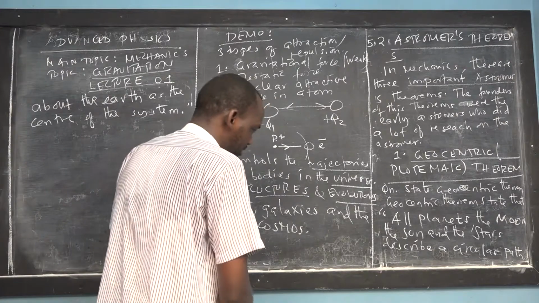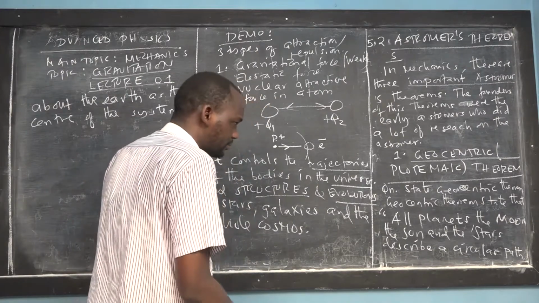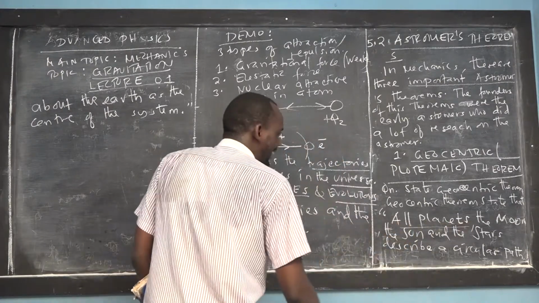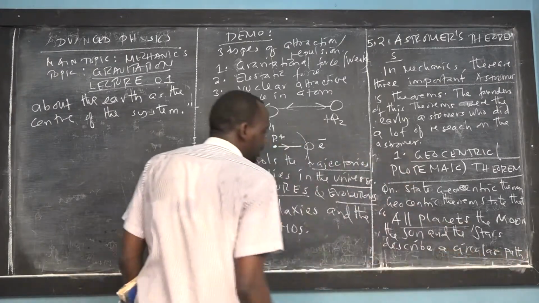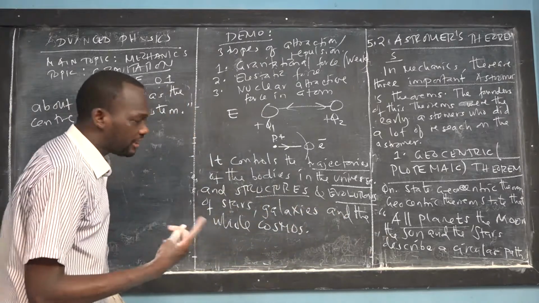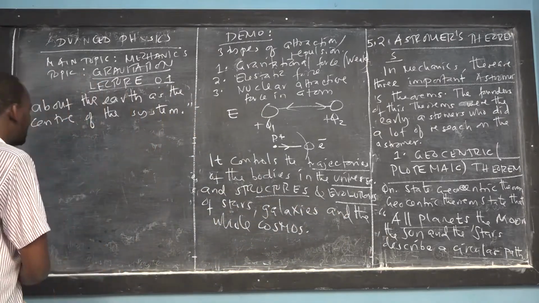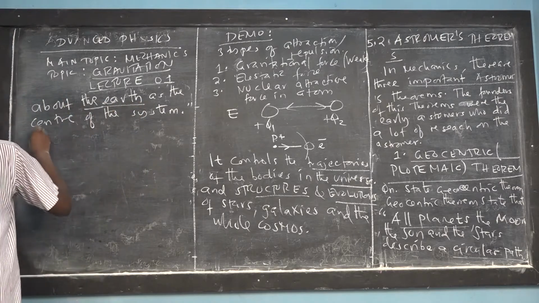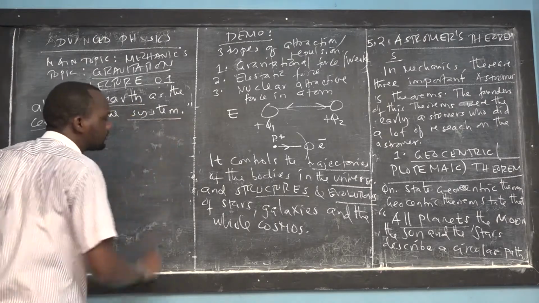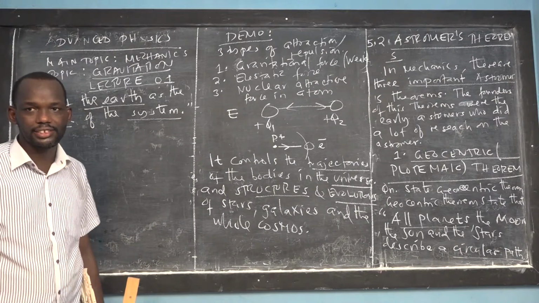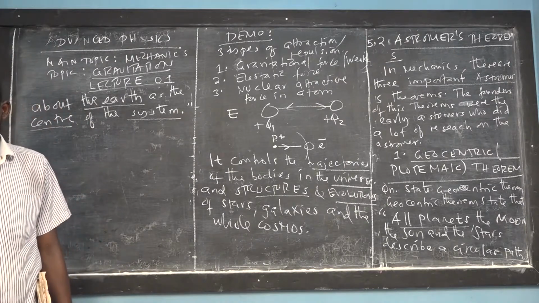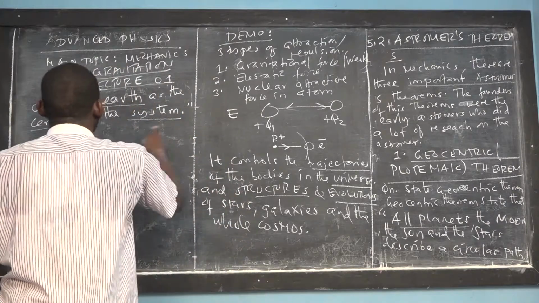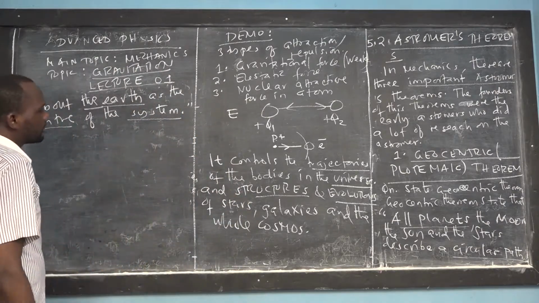All planets, not one planet, all planets, the moon, the sun, and the stars describe a circular path. I'm just underlining the keywords. Describe what? A circular path about the earth as the center of the system. Not about the sun as the center of the system, but about the earth.